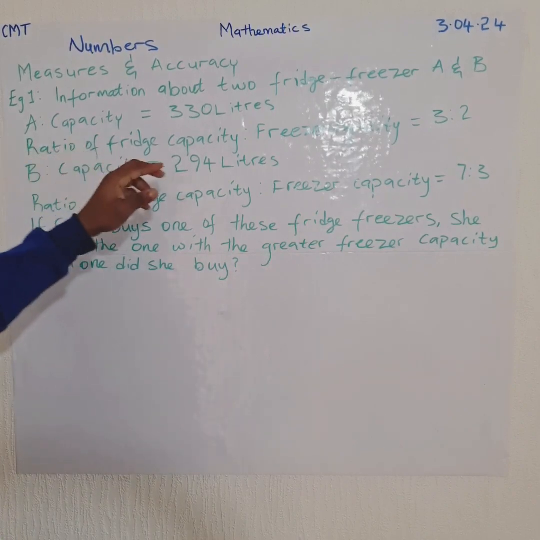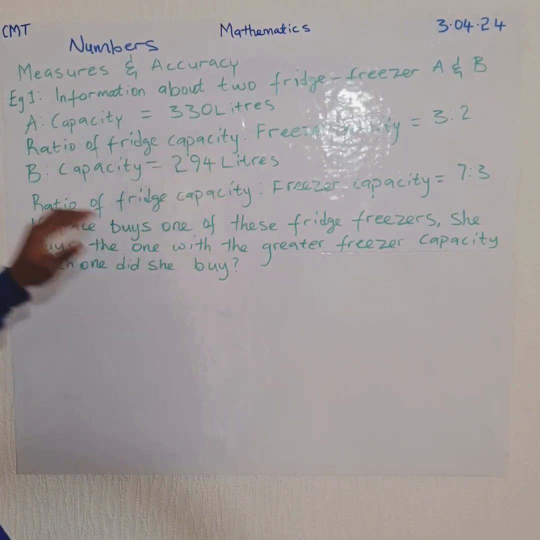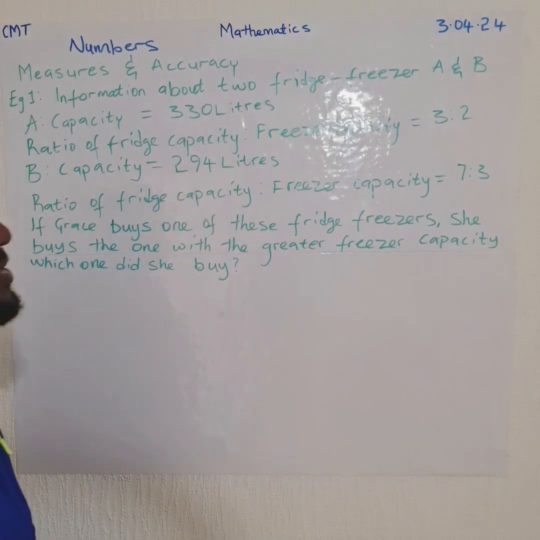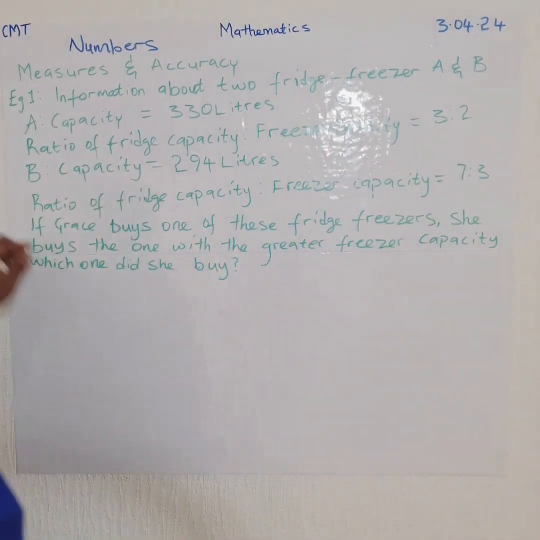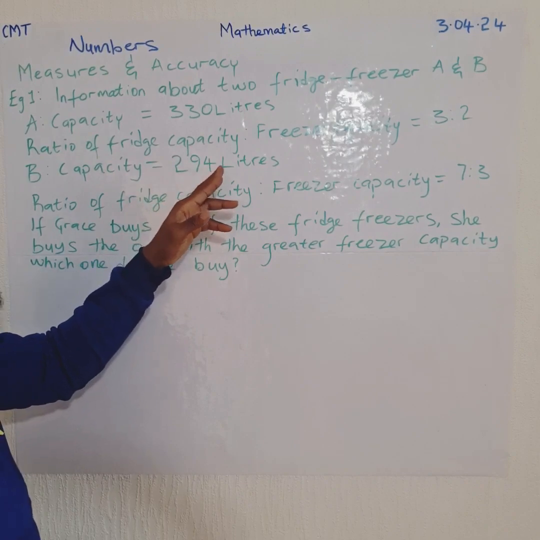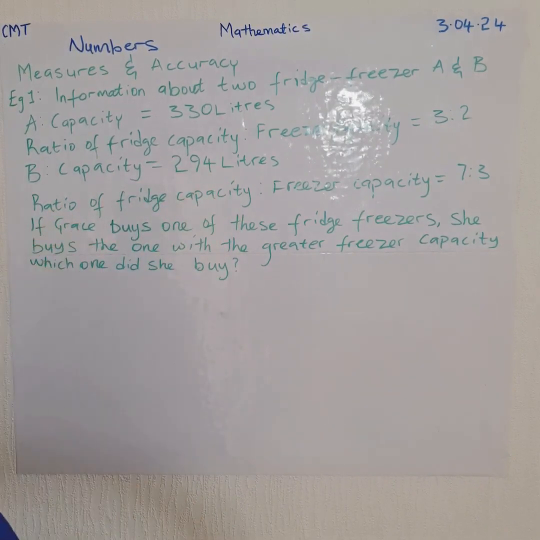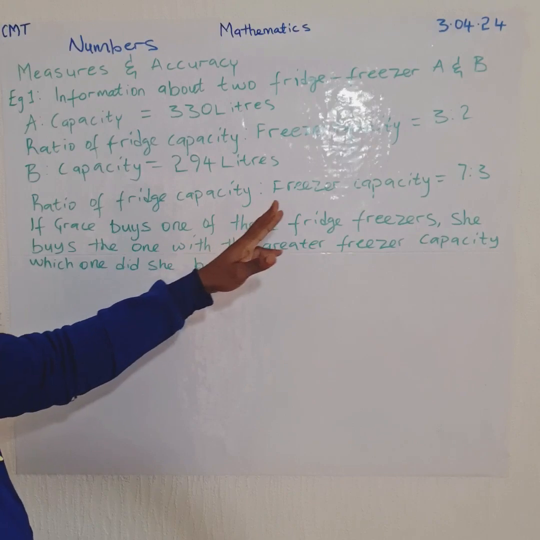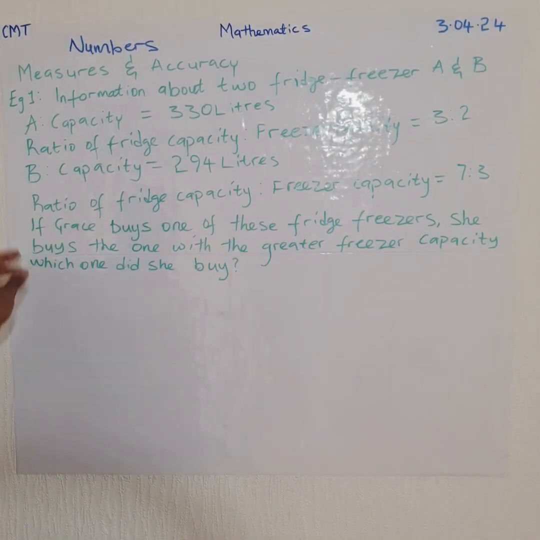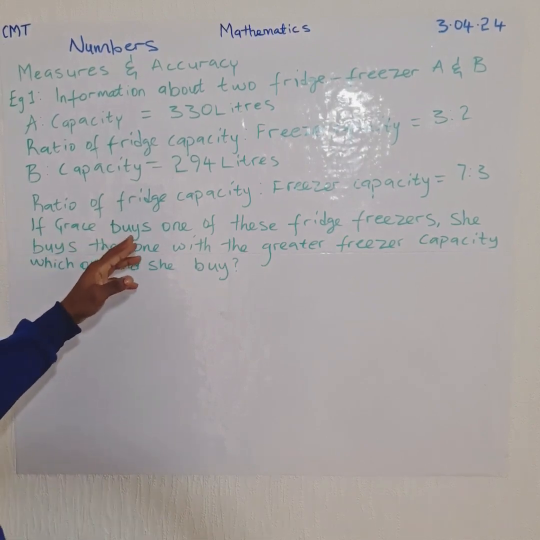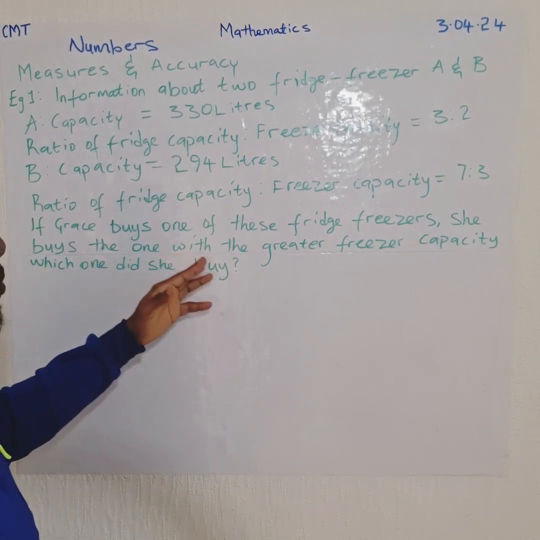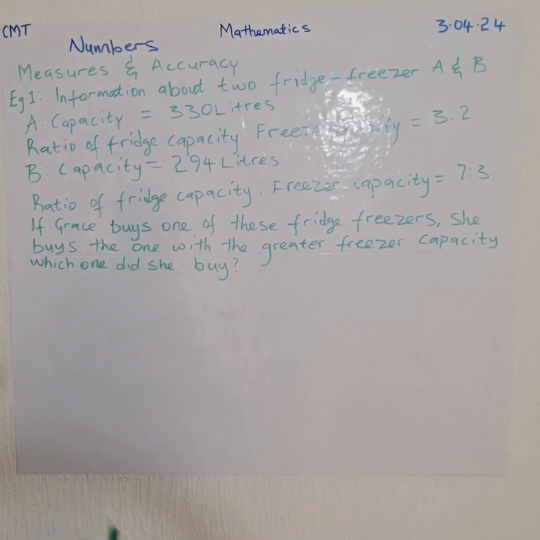A has a capacity of 330 liters. The ratio of fridge capacity to freezer capacity is 3:2, whereas B has a capacity of 294 liters. The ratio of fridge capacity to freezer capacity is 7:3. If Grace buys one of these fridge freezers, she buys the one with the greater freezer capacity. Which one did she buy?